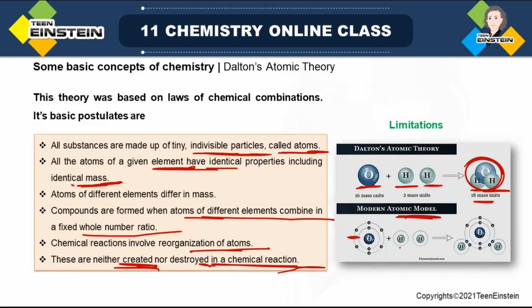Similarly, if you consider hydrogen, there is only 1 electron. So these 8 electrons in oxygen and one electron in each of the 2 hydrogen atoms: now there is rearrangement of the electrons, not reorganization of atoms. This is according to the modern atomic model, which does not match with Dalton's atomic theory. So obviously this is a limitation.